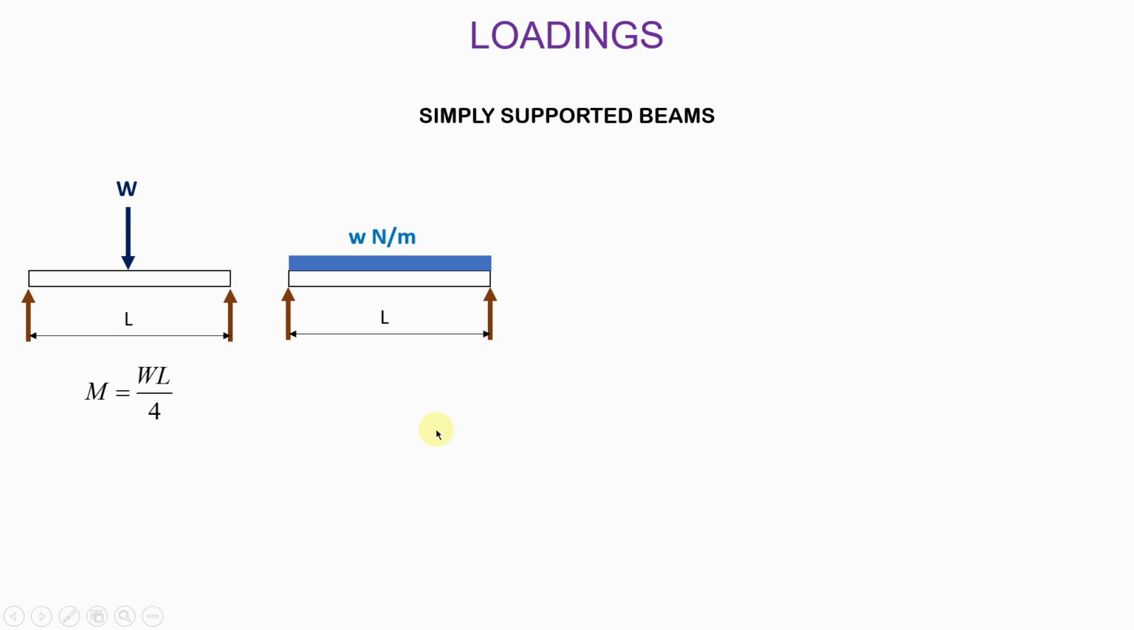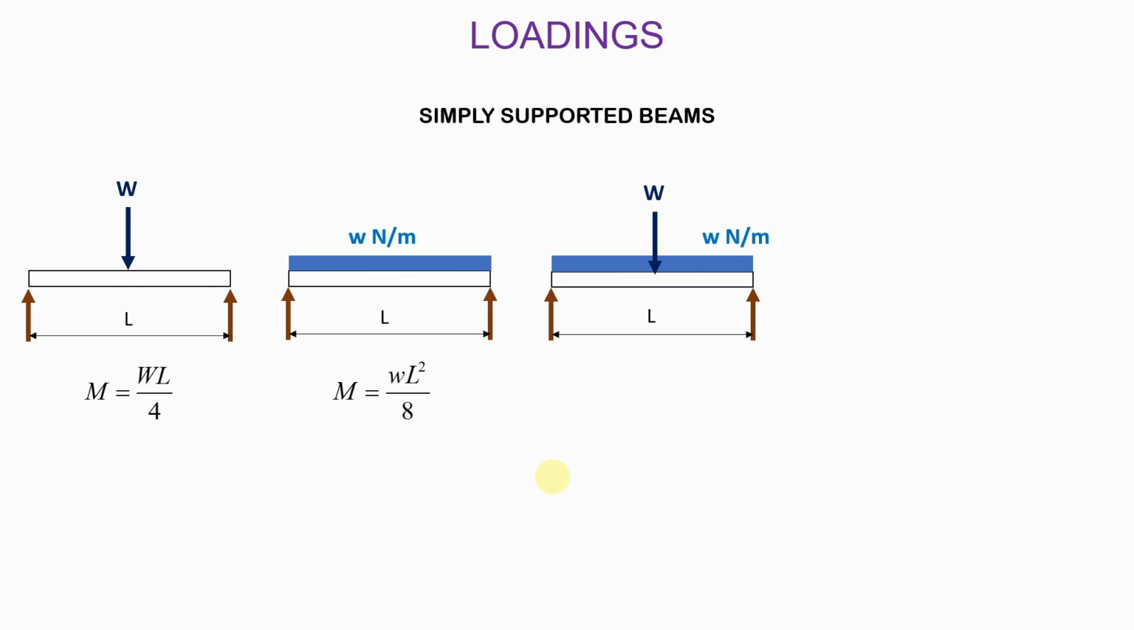And so in this case, if we want to find the moment of resistance, it's going to be equal to small w, which is the magnitude of the distributed load, multiplied by the length squared, and all of that divided by 8.